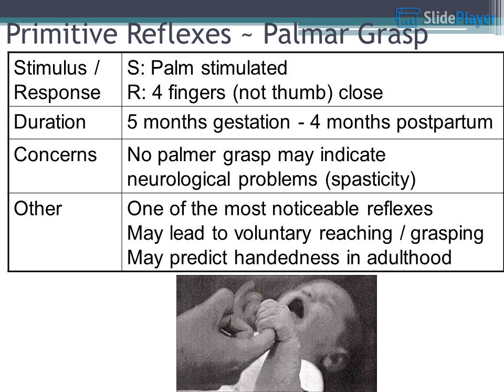Stimulus, response: the palm is stimulated and the forefingers, not the thumb, close. Duration: 5 months gestation to 4 months postpartum. Concerns: no palmar grasp may indicate neurological problems or spasticity. Other: one of the most noticeable reflexes, it may lead to voluntary reaching and grasping. It may predict handedness in adulthood.